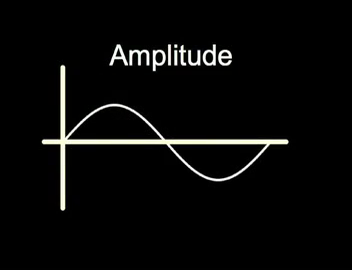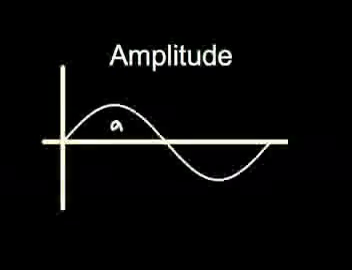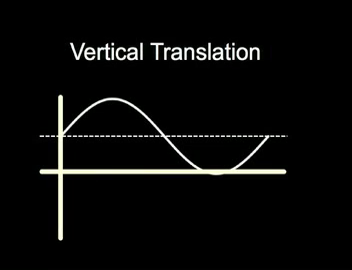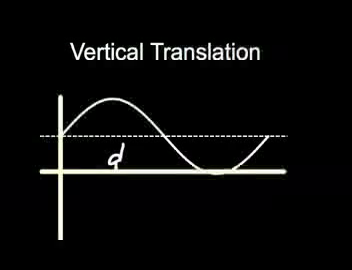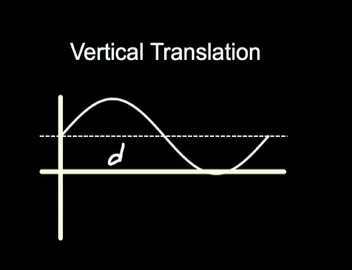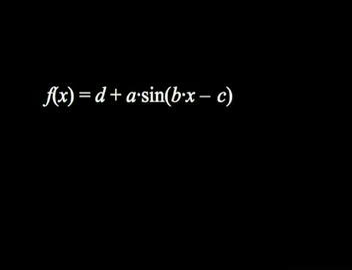First one is amplitude. Amplitude is simply the distance from the oscillating axis to either the maximum or the minimum. On the far right column, I want you to write vertical translation. Now that goes with the D, and it's the vertical translation from the original x-axis to the new oscillating axis. An oscillating axis is the axis by which a sine wave oscillates about. That's the D.